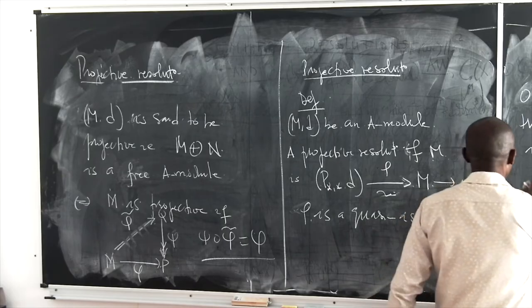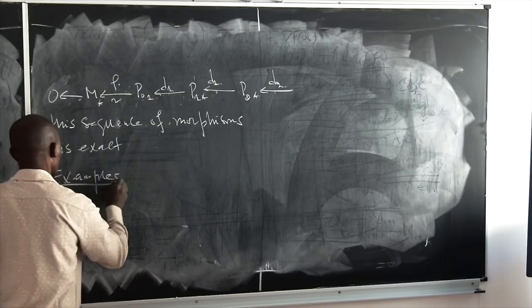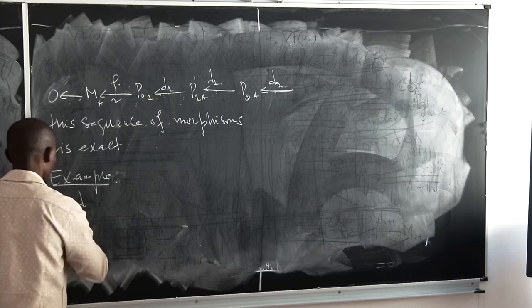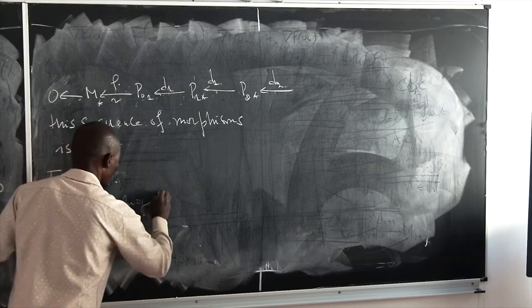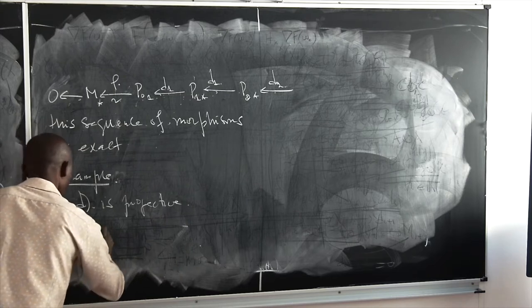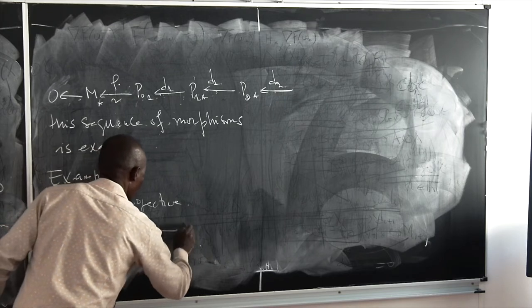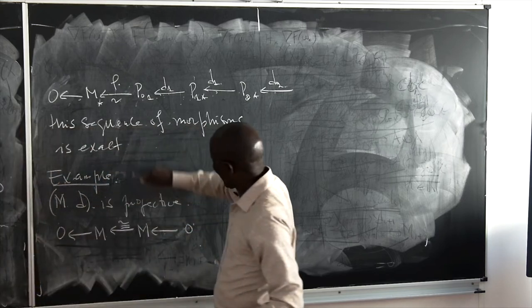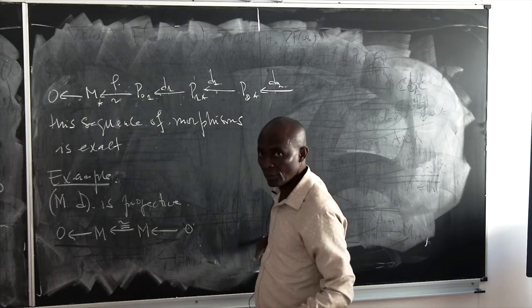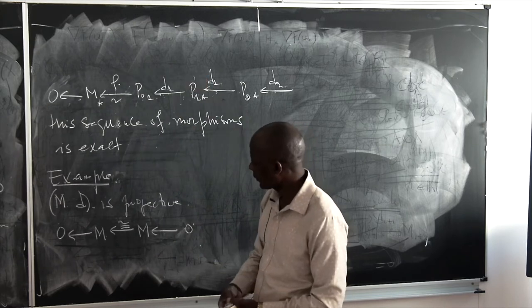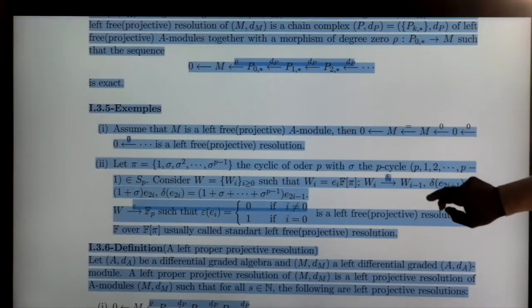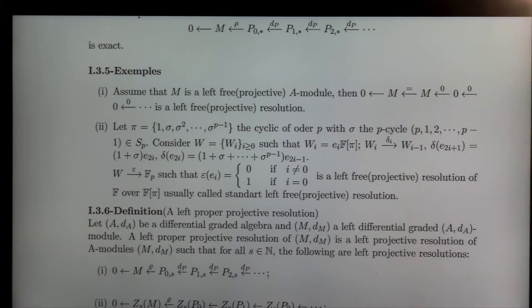Now, an example of projective resolution. If M here is a projective A module, then this is an isomorphism. This sequence defines a projective resolution of M. At degree 0, we have M. At the other degrees, we have 0. So this defines a projective resolution of M. Okay. In the notes, I gave another example. The second example here, I give in the notes.